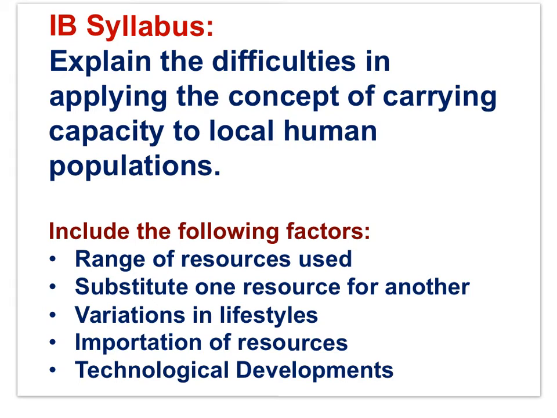Here's the statement. Explain the difficulties in applying the concept of carrying capacity to local human populations. In the discussion of our uncertainty of local carrying capacity, we must include the following factors: the range of resources used, the ability to substitute one resource for another, variations in the lifestyles of humans, the importation of resources from one location to another, technological developments.